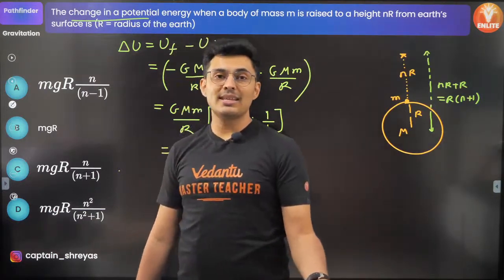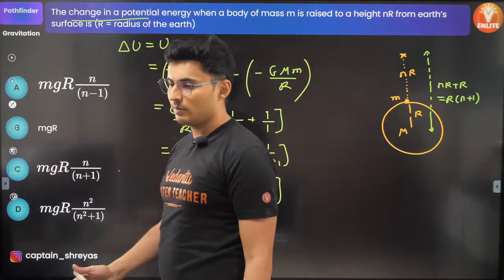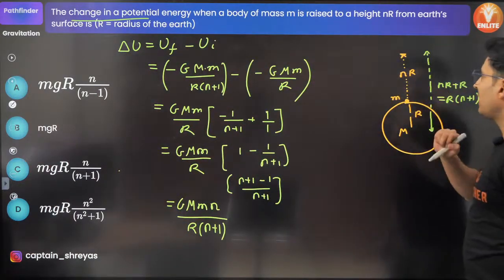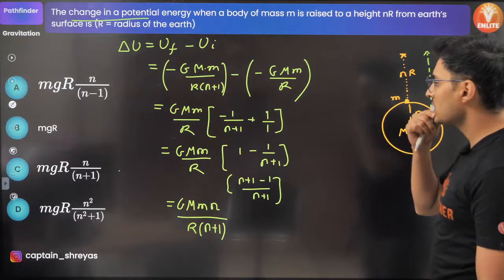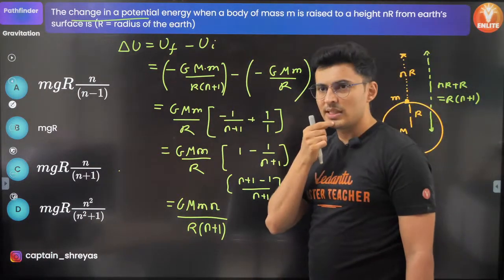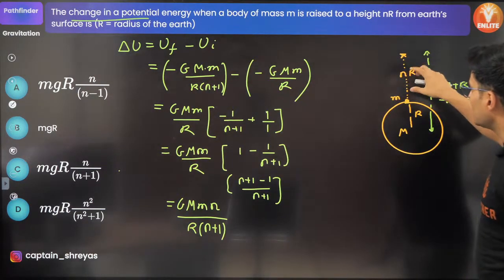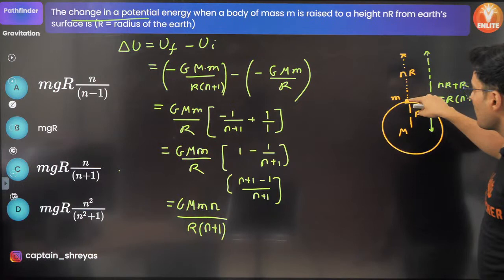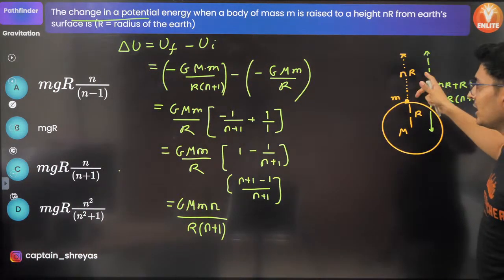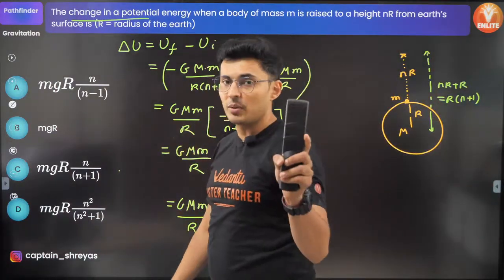Okay, how will I do this in the exam? I'll tell you. Will I actually end up doing all of this? I doubt. You know what I will do? What if n was 0? If n was 0, that means you are at the same point. Correct? So the change should be 0. So if I put n is equal to 0, I should get 0 as the answer.